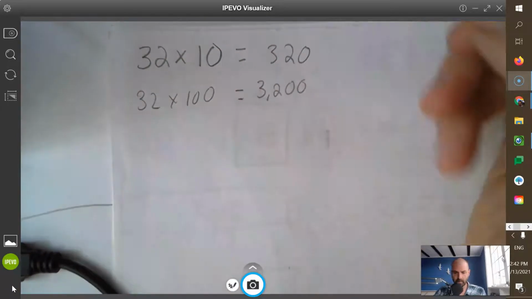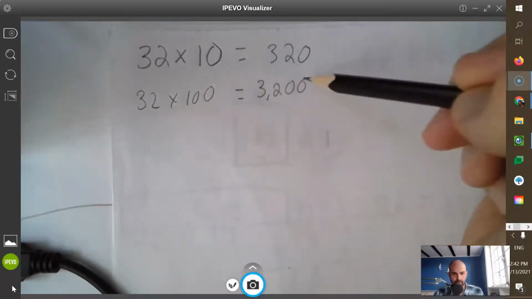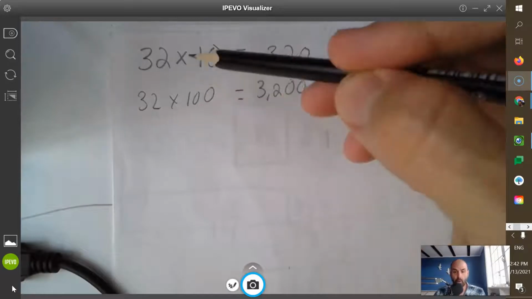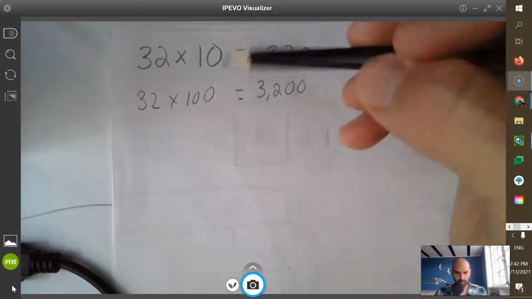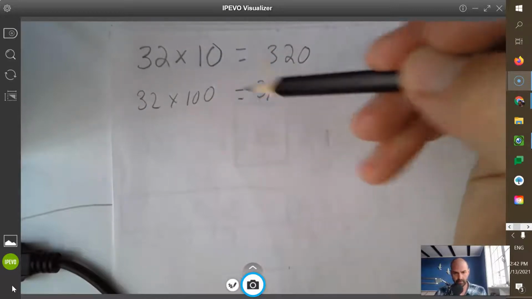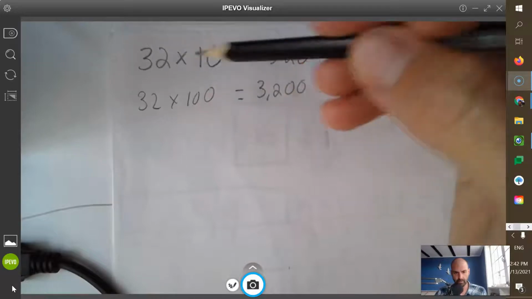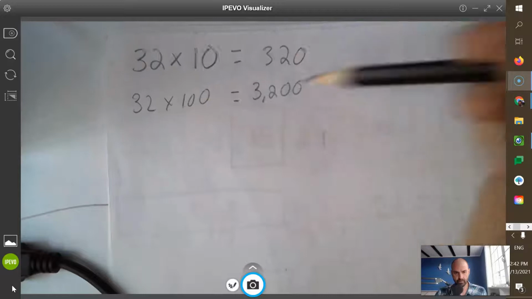3,200. So we see that the digits are moving to the left, and we can also see if we're comparing zeros here, at least when we're dealing with a whole number. We'll see maybe decimals down the road. When we're dealing with a whole number, we multiply by powers of 10, we get the same amount of zeros in the number. So there's 1 zero here, 1 zero here, 2 zeros in 100, 2 zeros over here.